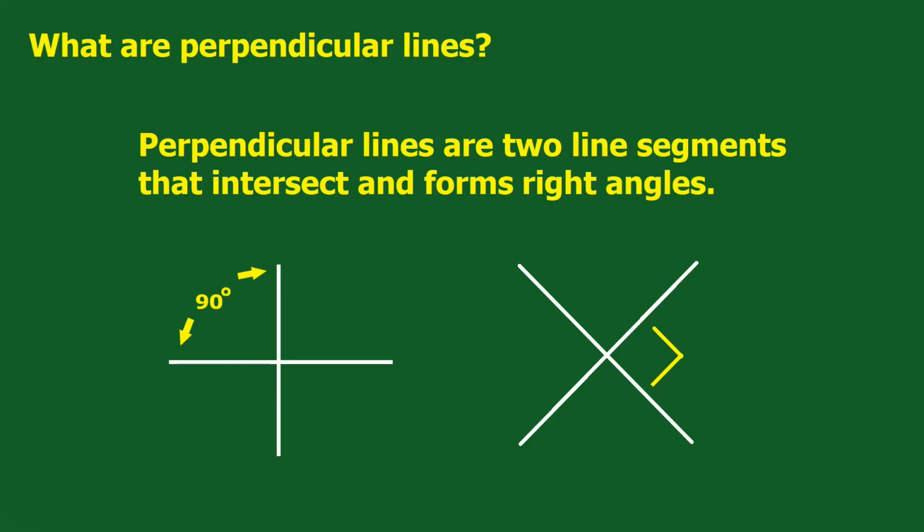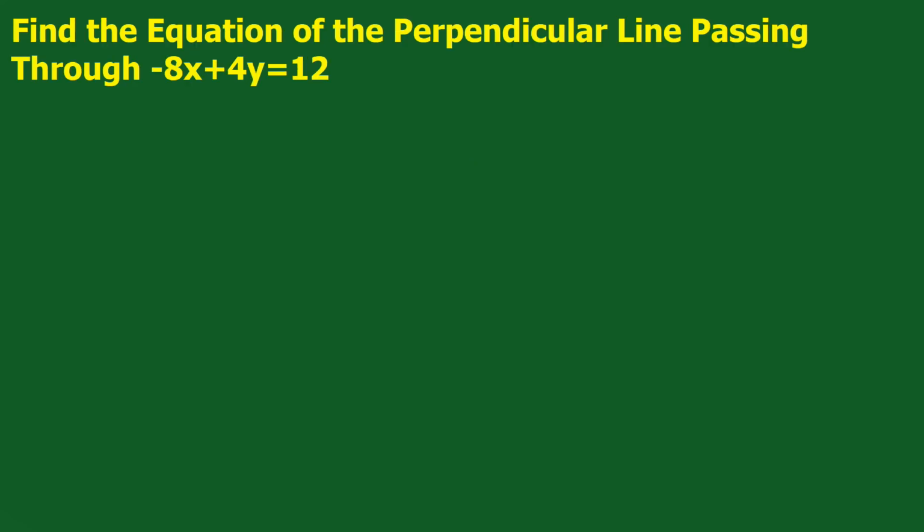So, what are perpendicular lines? Perpendicular lines are two line segments that intersect and form right angles, as shown below. Let us try to find one of the line equations by this example. Find the equation of the perpendicular line passing through -8x + 4y = 12.